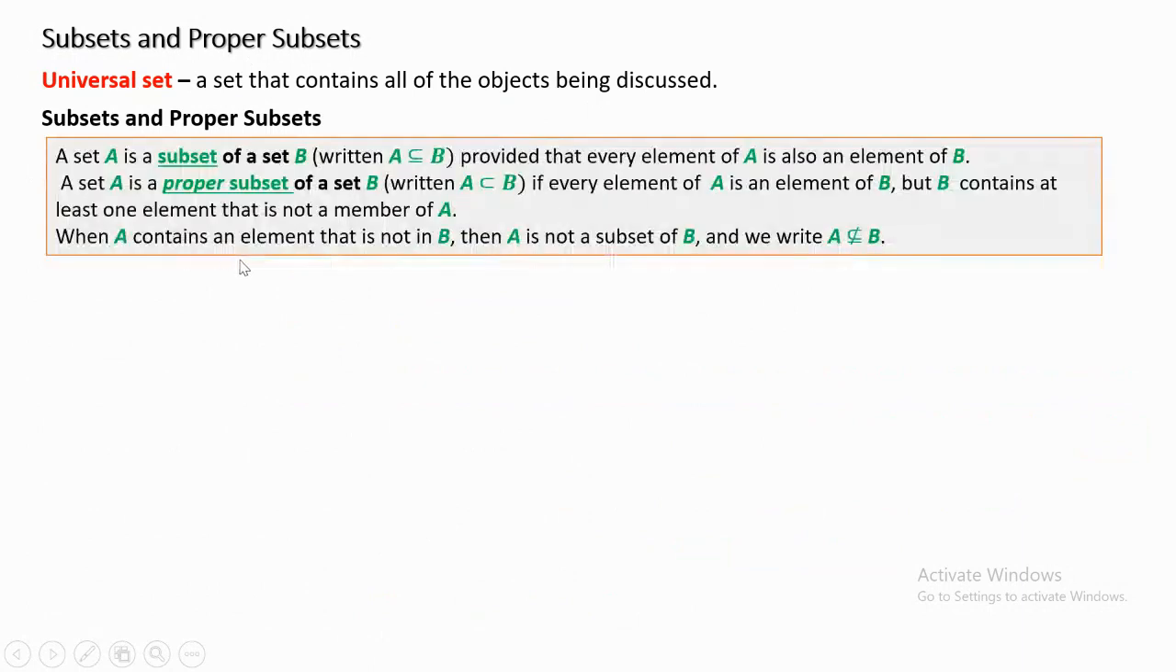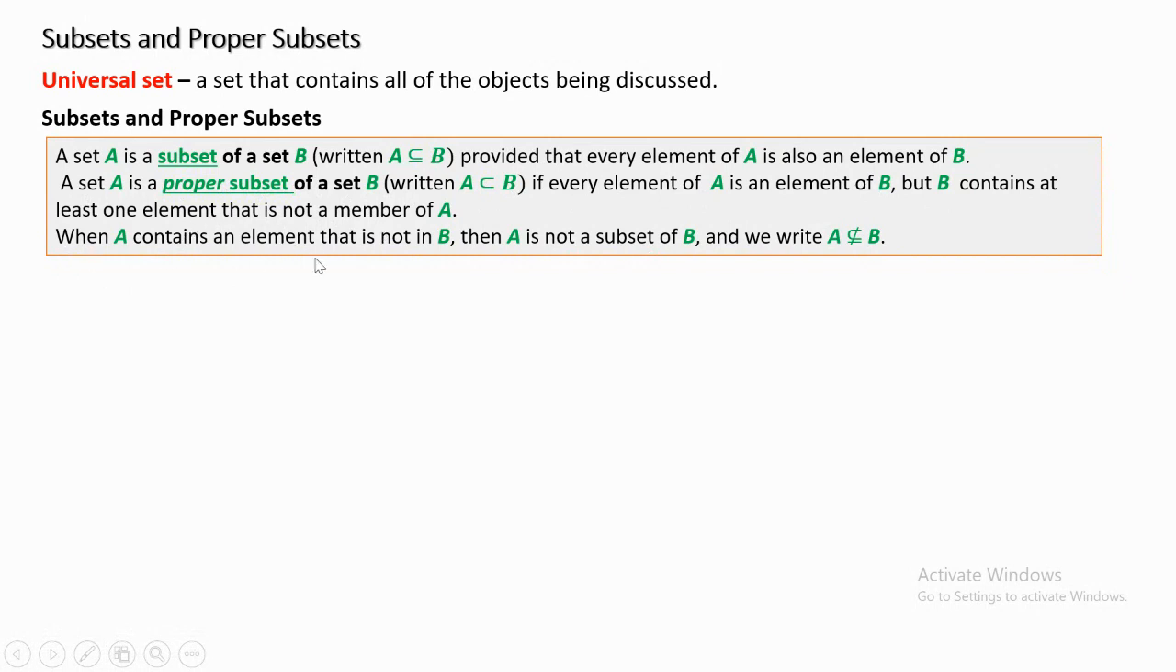Subsets and proper subsets. Here are the definitions from the book. A set A is a subset of set B, and this is the notation for how you write it, with this symbol here meaning subset. A is a subset of B, provided that every element of A is also an element of B. A set A is a proper subset of B, written in this form, if every element of A is an element of B, but B contains at least one element that's not a member of A.